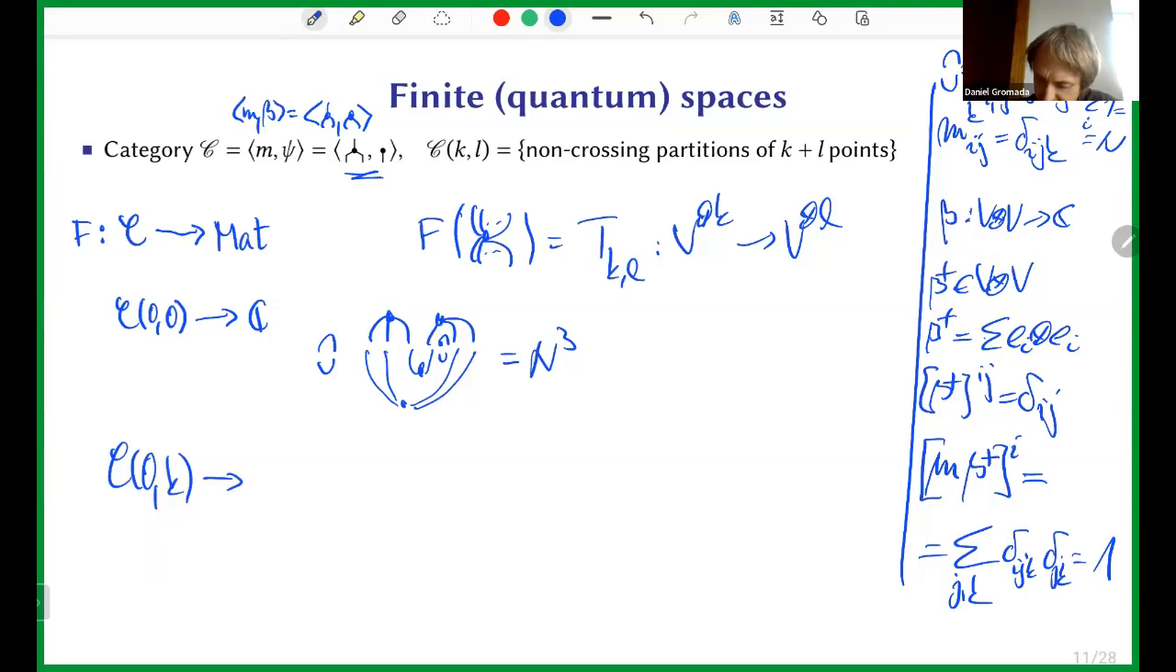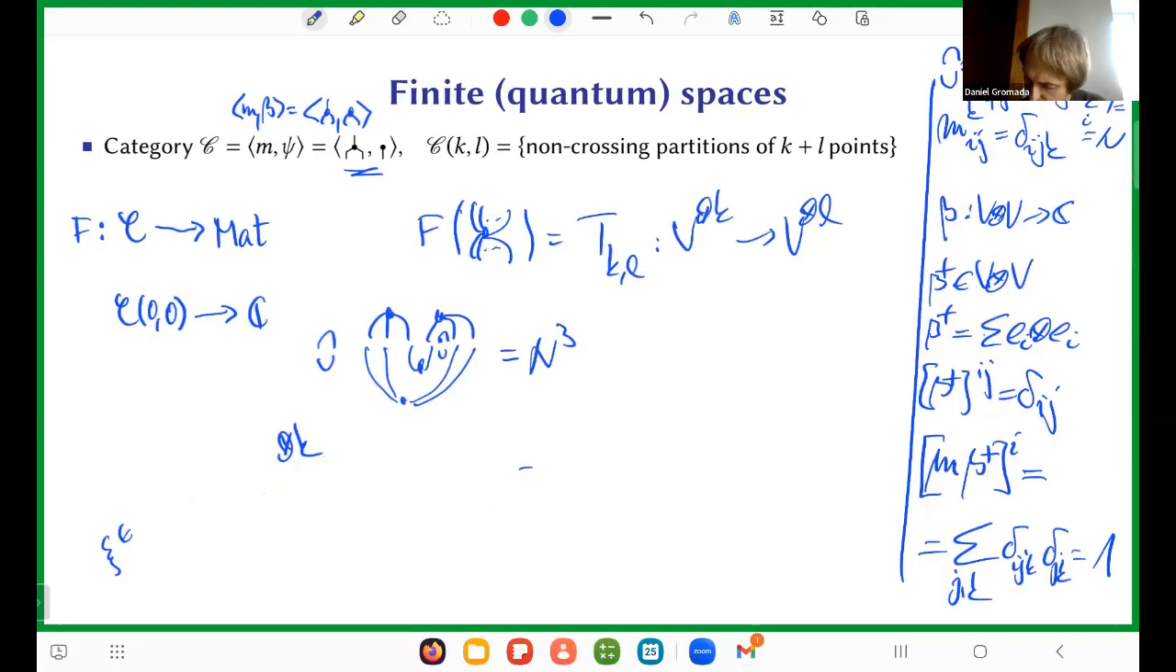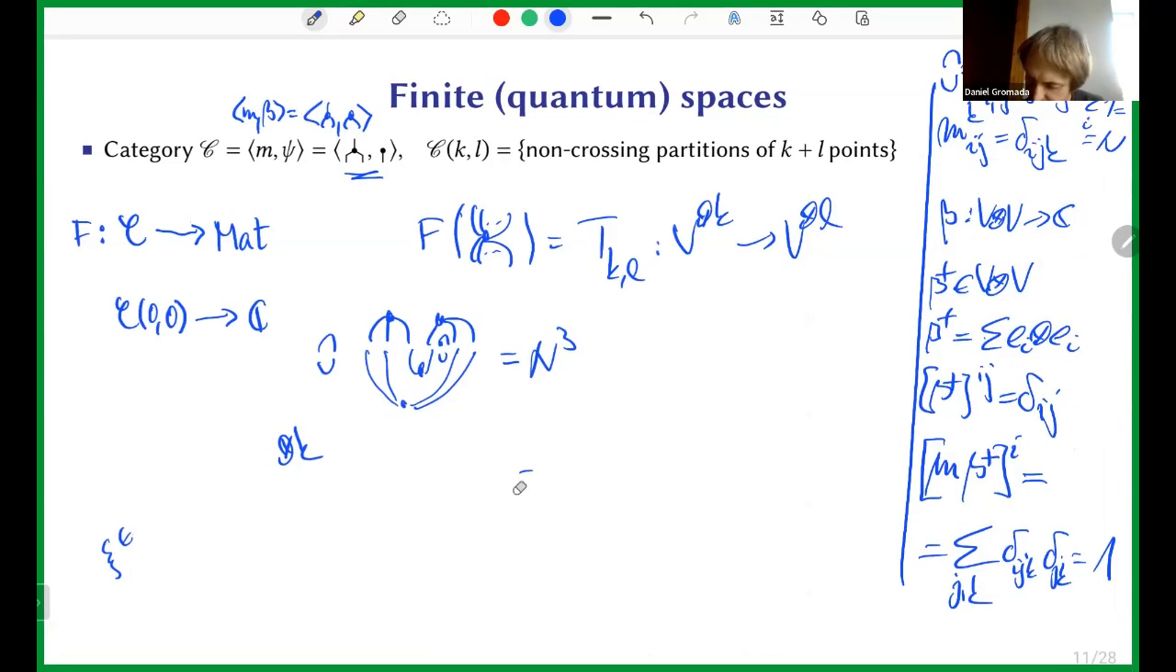Well, this goes to B tensor k, and you are asking whether there is maybe some diagram, or maybe some linear combination of diagrams that's denoted by psi, and you are asking whether there is some psi such that if you map it, then f of psi equals 0. So 0 equals f of psi.